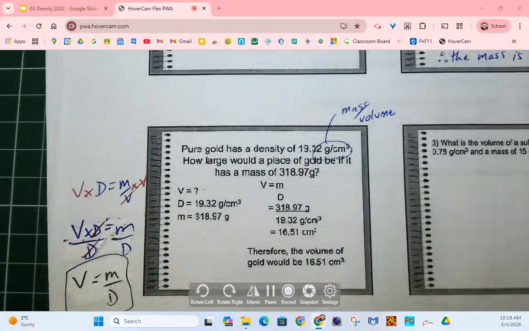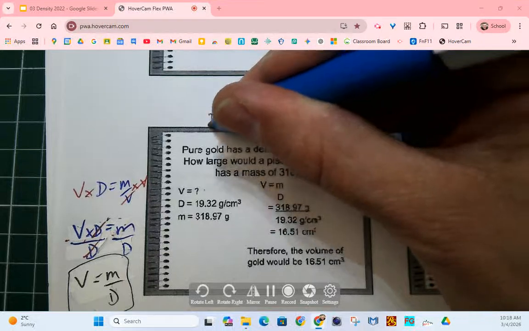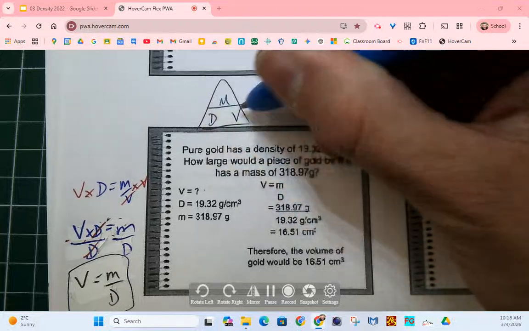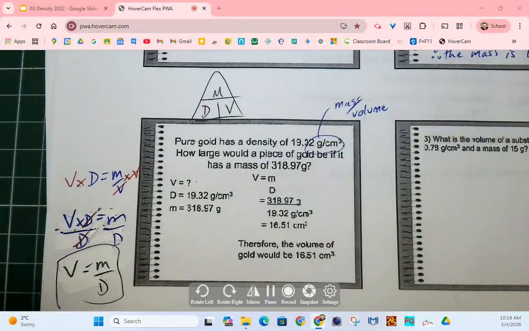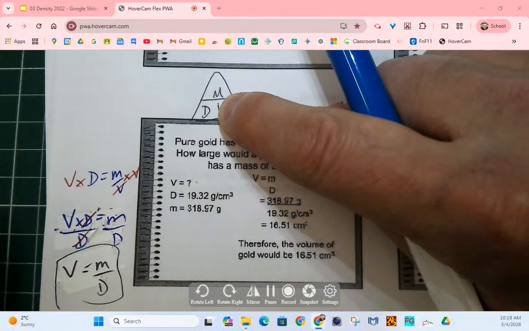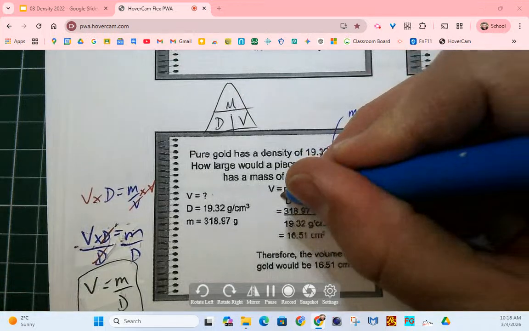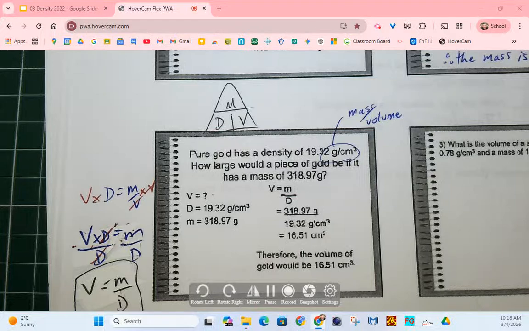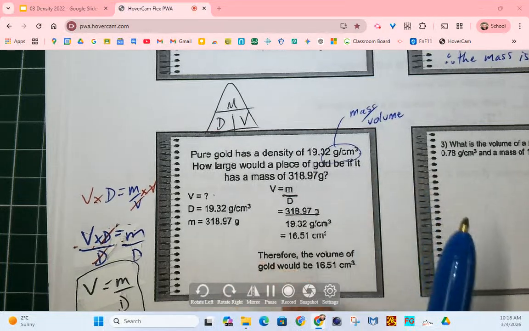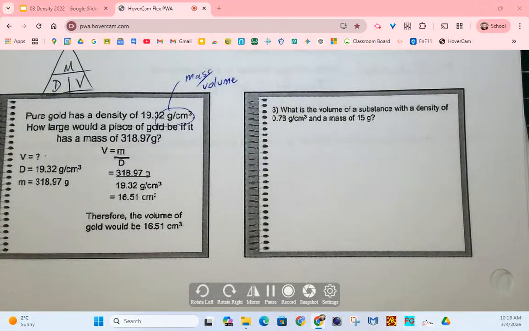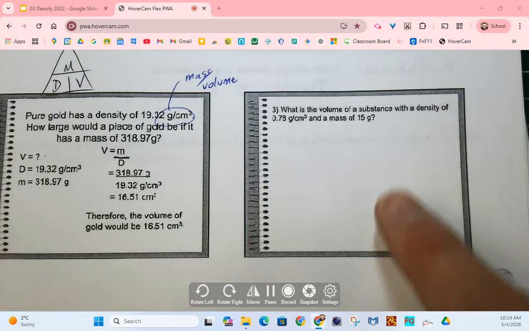If you're a, I'm not quite confident yet, I'm going to use the pyramid kind of thinker, then if I was looking for the V value, I would cover up the V and see that V is equal to M divided by D. And so that's what we have here in our example. V is equal to M divided by D, and they've plugged in their values and they've gotten their answer. Now again, try not to peek. I'm going to quietly do this guy.